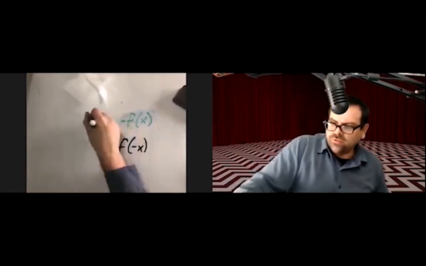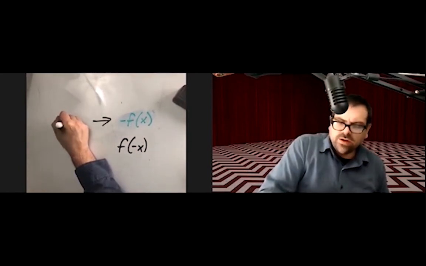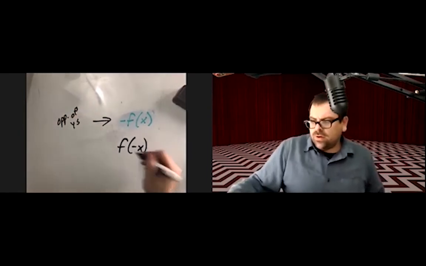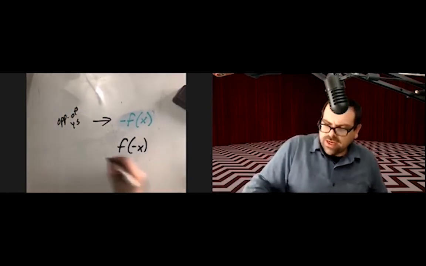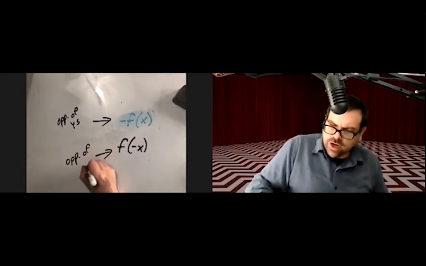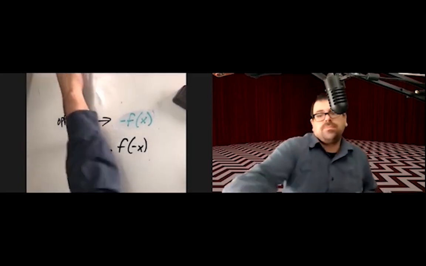So again, vertical flip, the opposite of the whole function. You take your opposite of your y's. Here, horizontal flip, you take the opposite of your x's.